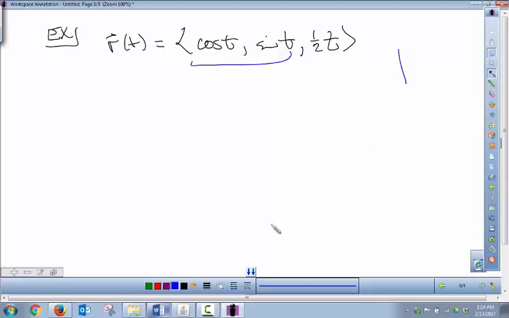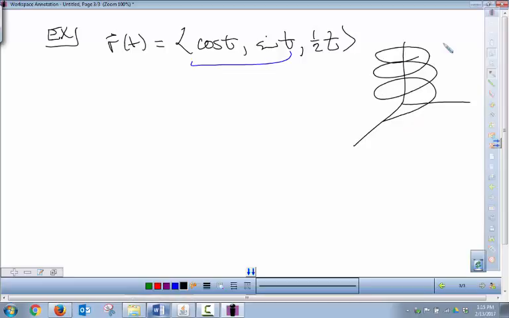Anybody know what that's called? Helix. You're drawing a helix. Idea is that if you look straight down, all you're going to see is an image on x, y, z is a circle, cosine t, sine t. But then if you switch your view to look at it from a different angle, you'll see that it's going up.